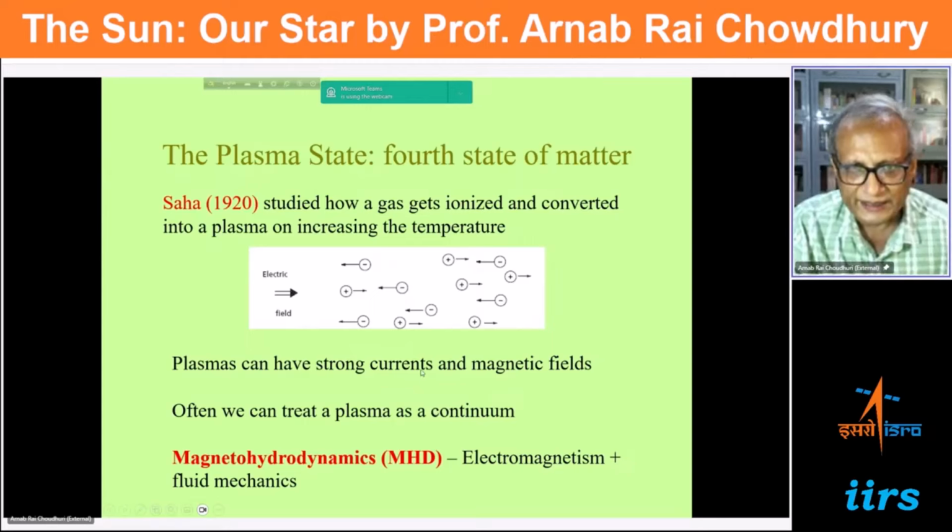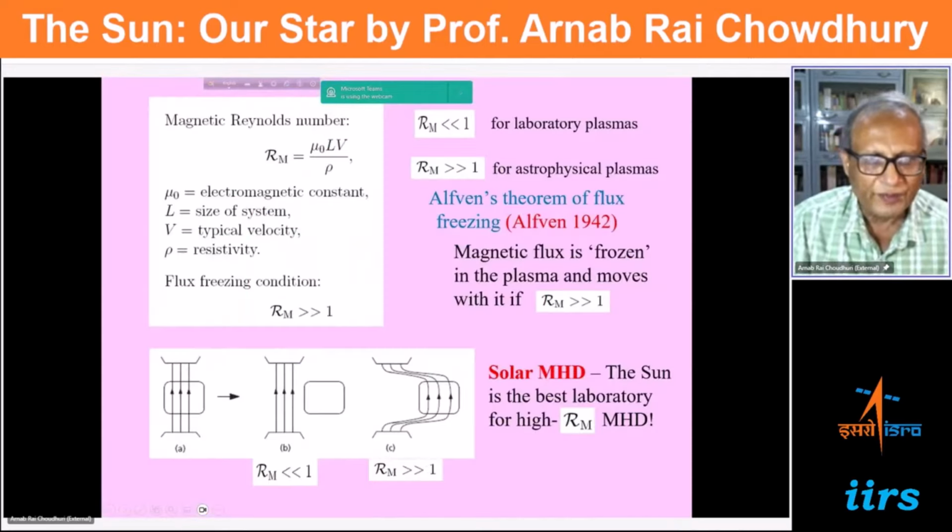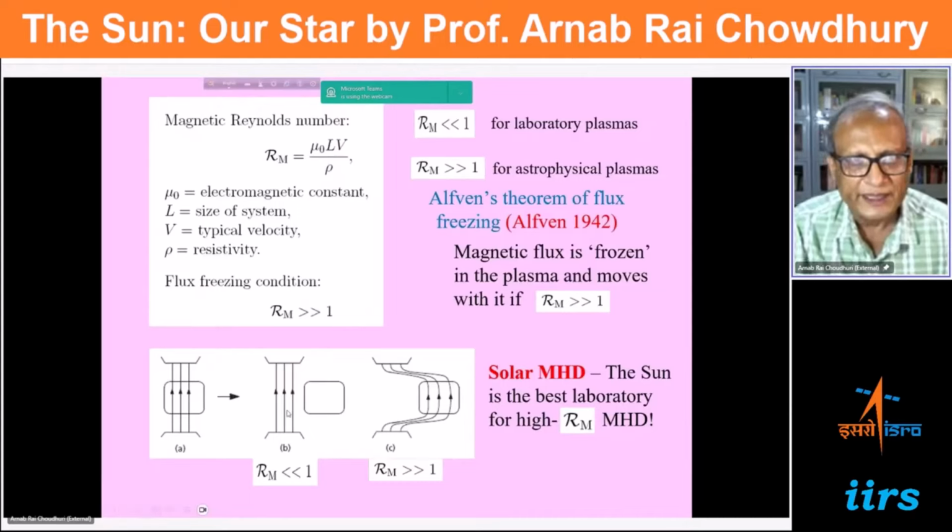So how can you study such interaction? Even though air is made up of molecules, you can treat the air as a continuum for many problems of air flow. Similarly, many problems of solar activity can be studied by regarding this plasma as a continuum, and then you can study the interaction between the plasma and the magnetic fields by combining electromagnetism and fluid mechanics. And this combination goes by the tongue-twisting name Magnetohydrodynamics, abbreviated as MHD.